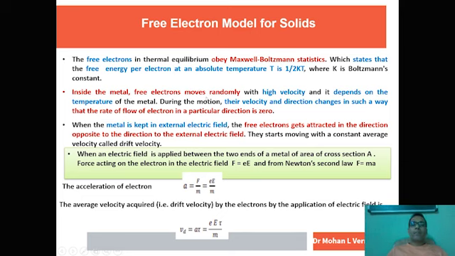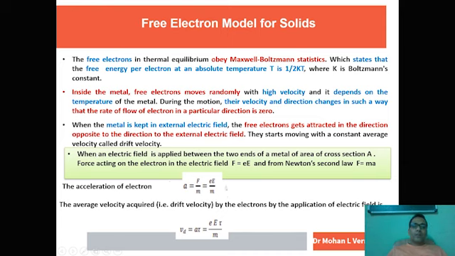Inside the metal, free electrons move randomly with high velocity, and it depends on the temperature of the metal. During the motion, their velocity and direction change in such a way that the rate of flow of electrons in a particular direction is zero. When the metal is kept in an external electric field, the free electrons get attracted in the direction opposite to the external electric field, and they start moving with a constant average velocity that is known as the drift velocity.